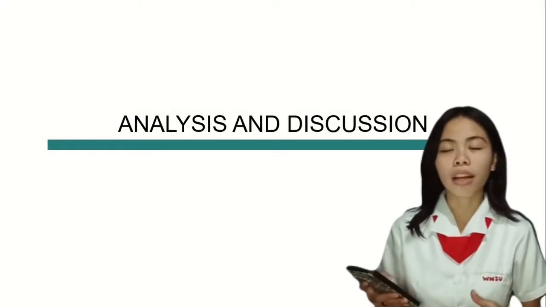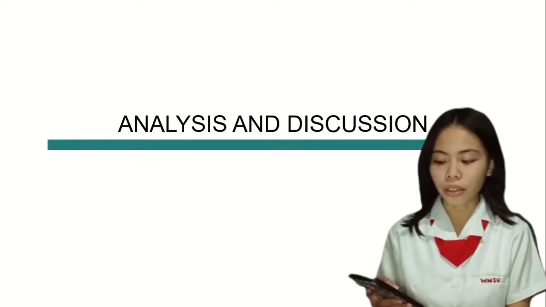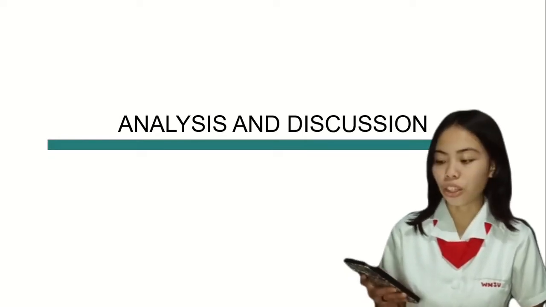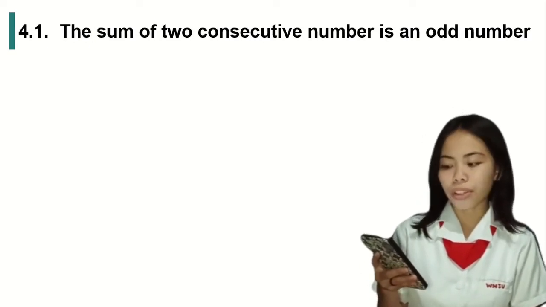So let's discuss directly our analysis and discussion. For our first discussion, the sum of two consecutive numbers is an odd number.